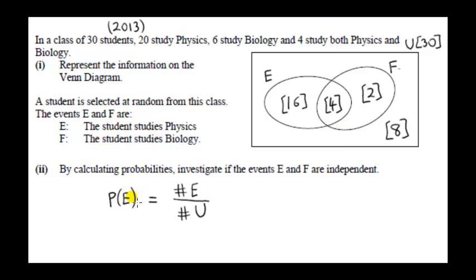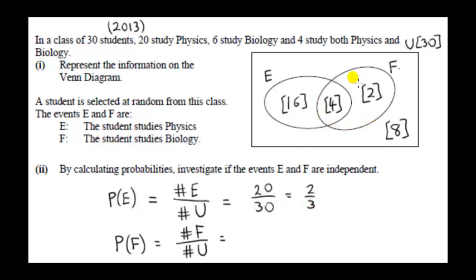So for example, the probability that event E occurs means the probability that the student that is randomly selected from all 30 students comes from this set here. Well, each student is equally likely to be chosen, so to calculate that probability we just get the proportion of students that study physics. So that's 16 and 4 is 20 out of the total, which is 30. So that's 2/3. So event E has occurred if the randomly selected student was one of these 20 students.